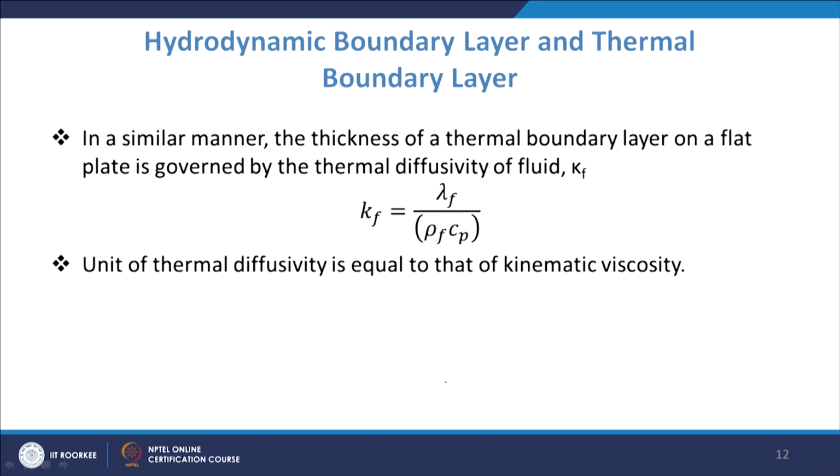Now, in the same manner you can have the thickness of the thermal boundary layer also on the flat plate, and that is governed by the property Kf, that is your thermal diffusivity, and that is lambda f by rho f Cp. So, sometimes in some terminology you will see it as K by rho Cp. So, K is nothing but lambda f, that is thermal conductivity, then this is rho, the density, and this is the Cp, the specific heat at constant pressure. So, that way we try to have these thermal boundary layers also, and that will be governed by these processes.